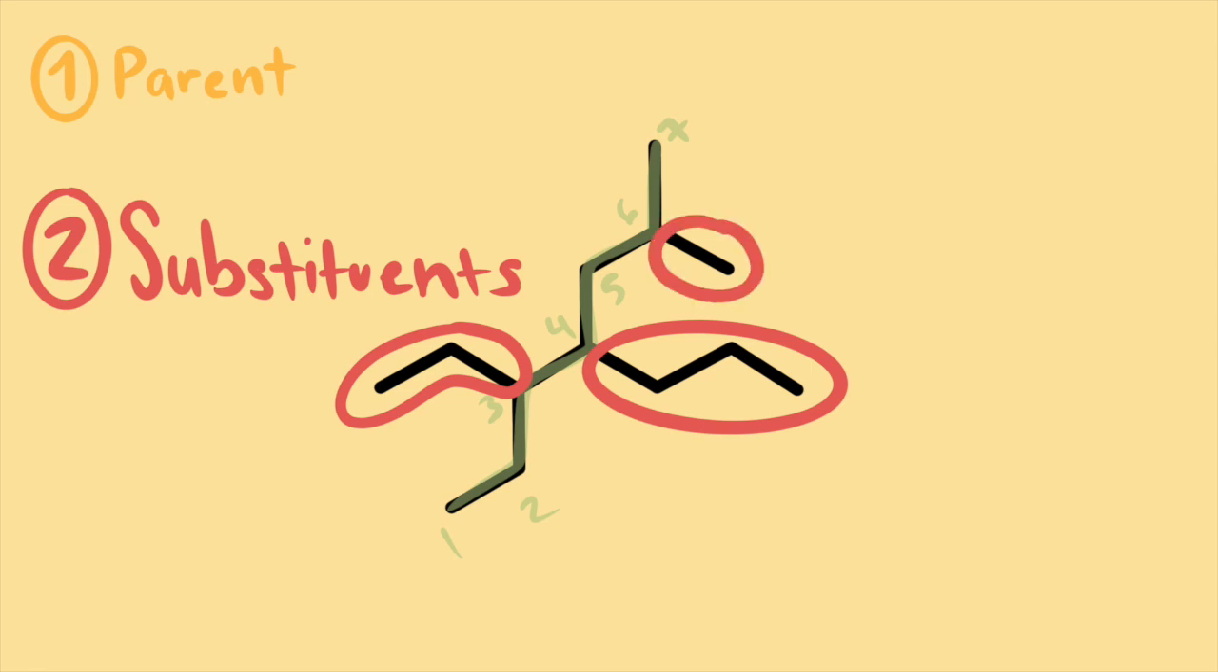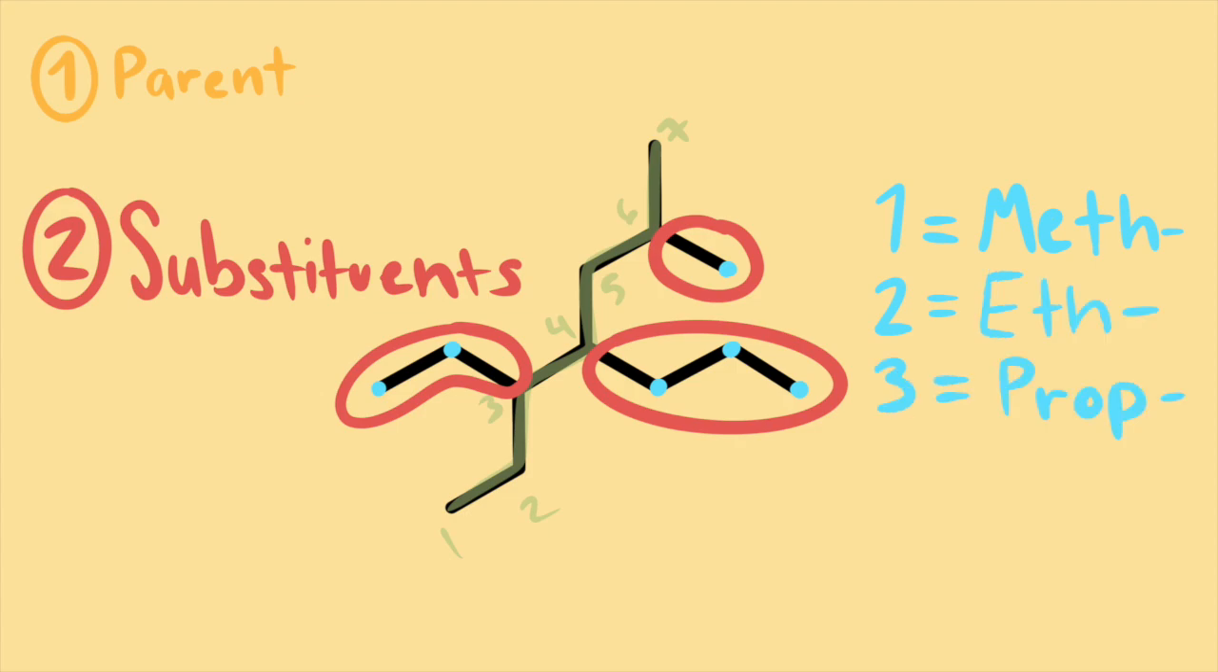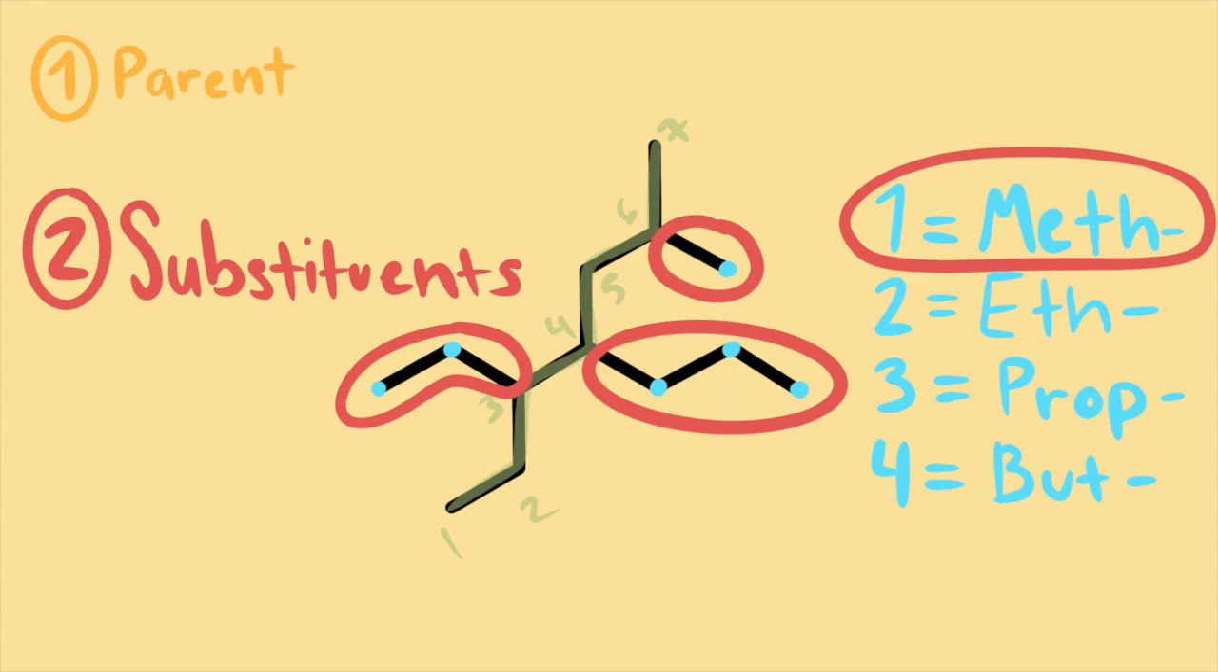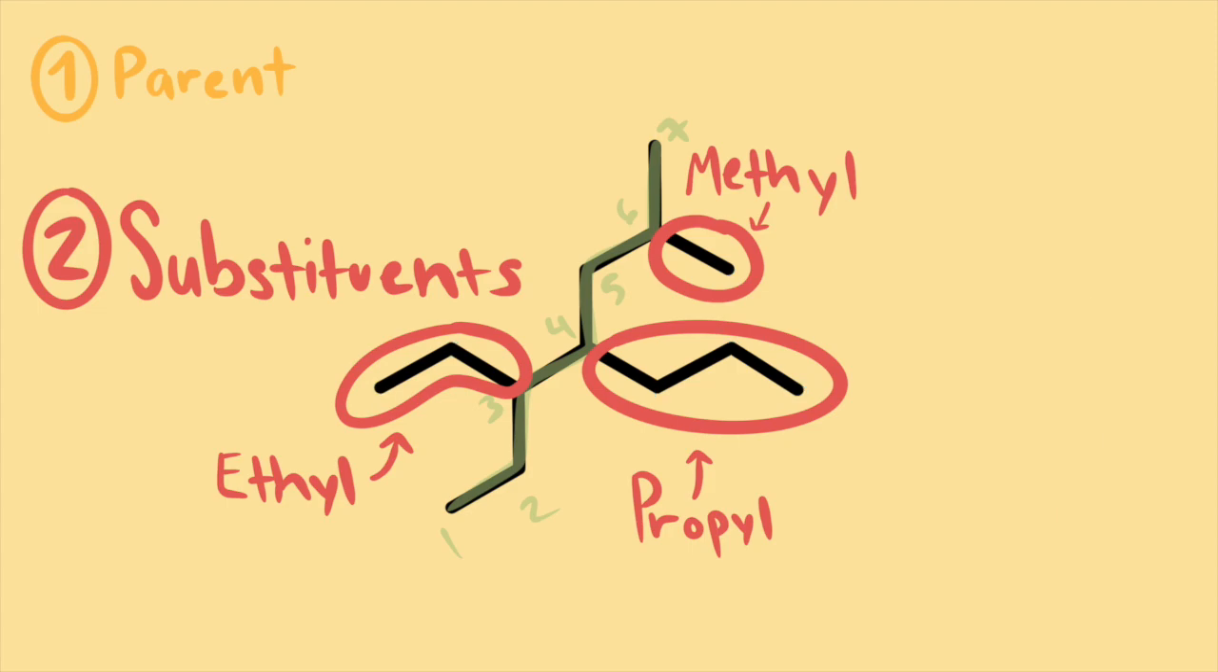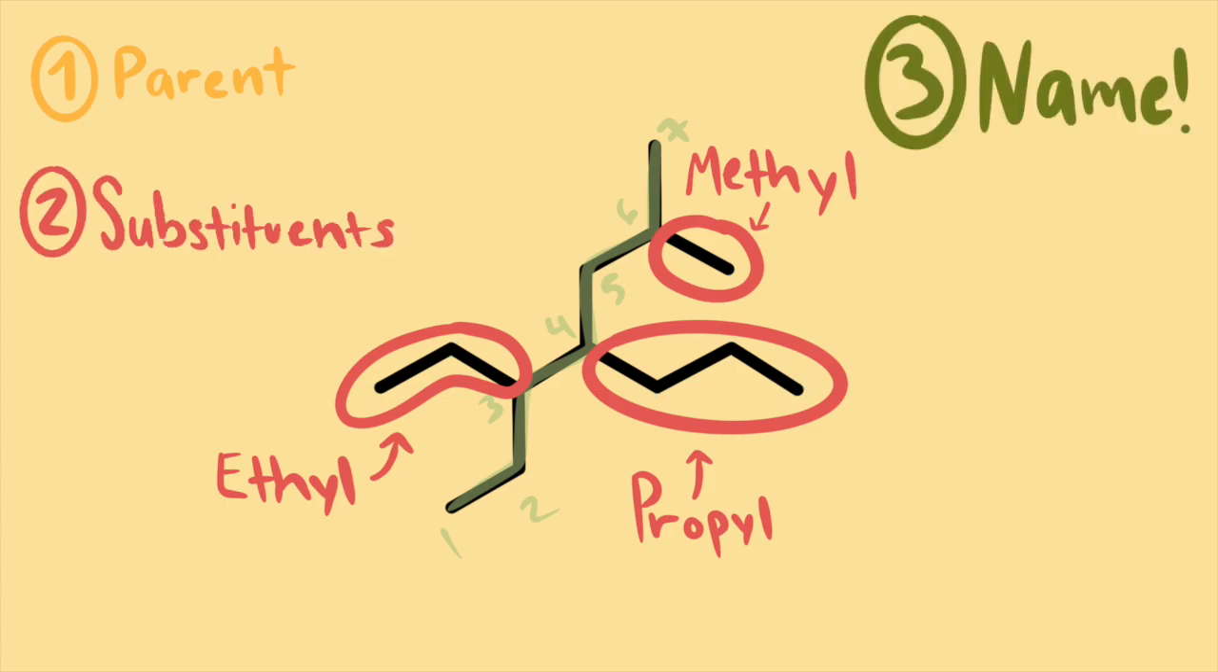To name them, let's count the carbons. If a substituent has 1 carbon, it's going to have the prefix meth. For 2 carbons, it's going to have the prefix eth, and for 3, it's going to have prop, and so on. By counting the carbons, we can tell that our substituents are methyl, propyl, and ethyl. Now that you've got your parent chain and your substituents, it's time to assemble the name.